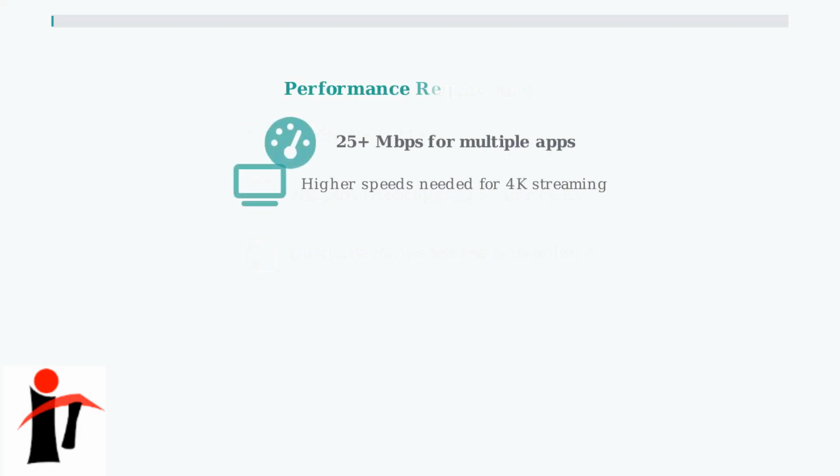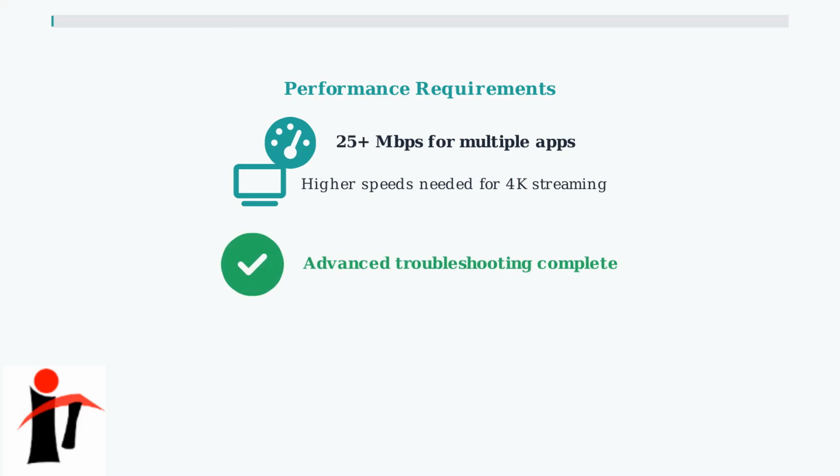For optimal app performance, maintain broadband speeds above 25 megabits per second, especially when using multiple streaming apps or watching 4K content. Slower speeds cause buffering and app crashes. These advanced troubleshooting techniques and maintenance practices will keep your YouView apps running smoothly. Regular attention to these areas prevents most issues and ensures a reliable viewing experience.